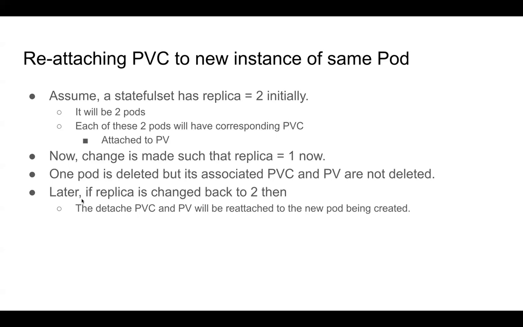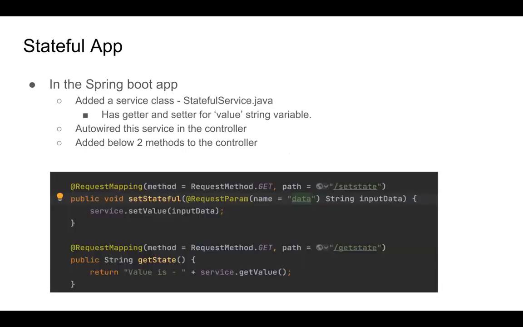Now when you are scaling it up again to 2, the detached claim and volume will be reattached to the new pod being created. So that will happen. So now the new pod will have the same state as the pod which crashed. So we'll pause here. We'll stop here for this session. In the next session, we'll create a stateful application, and we'll create a stateful set in Kubernetes.